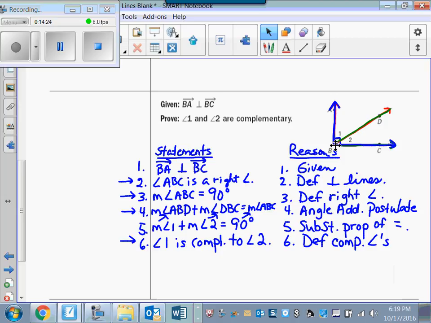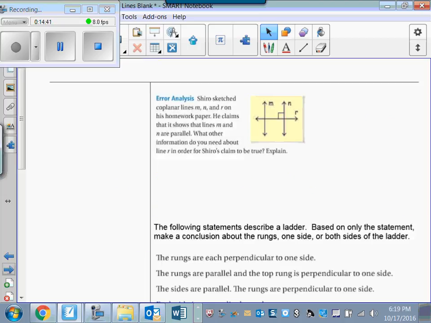I can't really think of a shorter way to do that proof, but if you did it in some way that is shorter and you think that you have it correct, then by all means bring it up to us in class tomorrow.